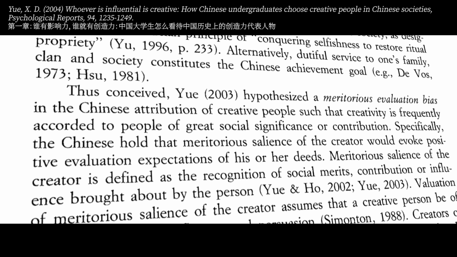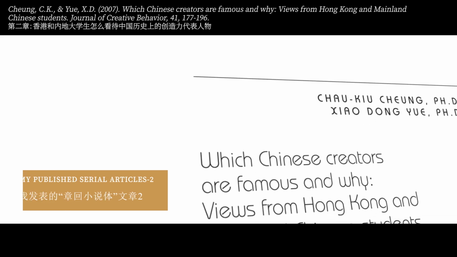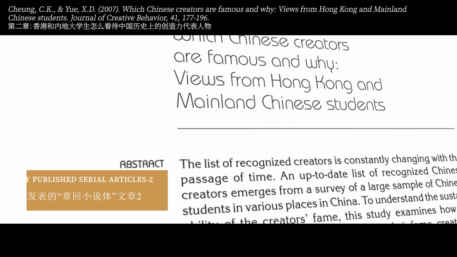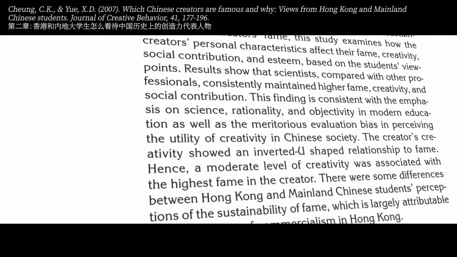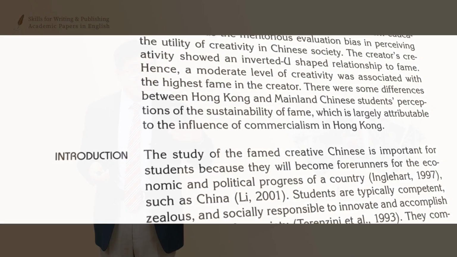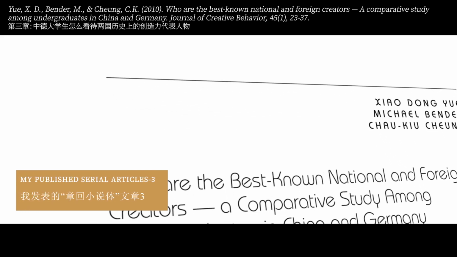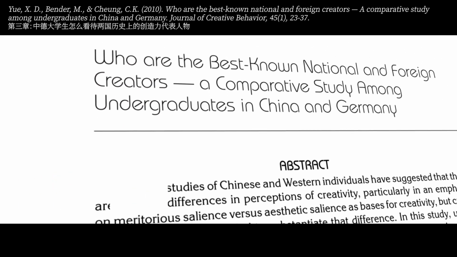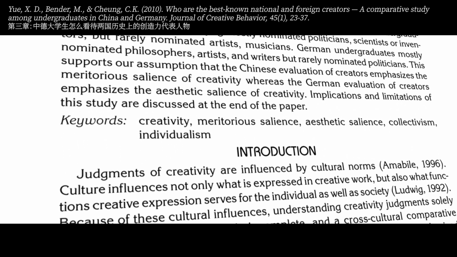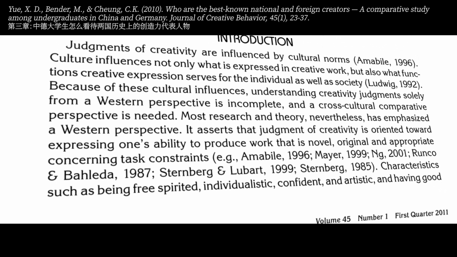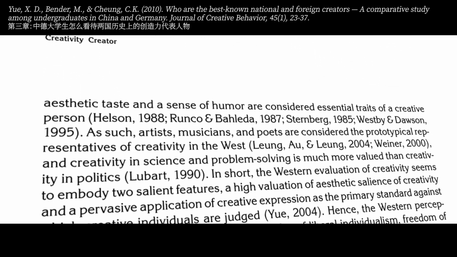People start to pay attention to my study. Later on, I get to chapter 2. Chapter 2 is about which Chinese creators are famous and why. So this gives us theoretical exploration. This is actually where I came up with the meritorious evaluation bias. And chapter 3 is who are the best known national and foreign creators. So it's no longer just about the perception of creativity or creators in Chinese society. It's about China comparing with people in other countries, particularly in the West.